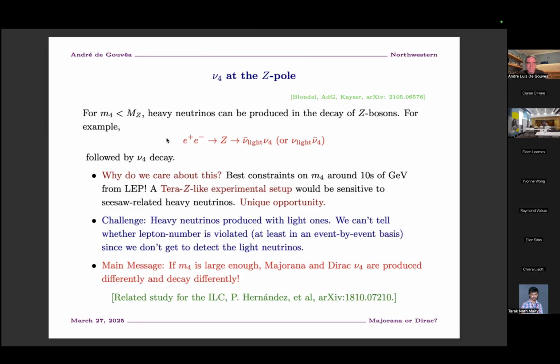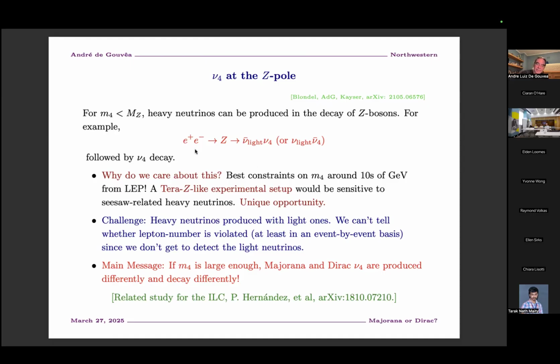So I'm not going to talk about this very much because I've run out of time. But what's exciting about looking for this particular process is, if you wanted to tell if nu4 is Dirac or Majorana, you would not be able to do that by measuring the lepton number of the nu4, because the nu4 is recoiling against a neutrino, and you have no hope of deciding if that neutrino was a neutrino or an antineutrino. So you can only rely on kinematics.